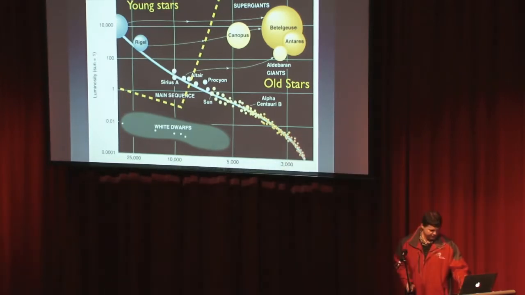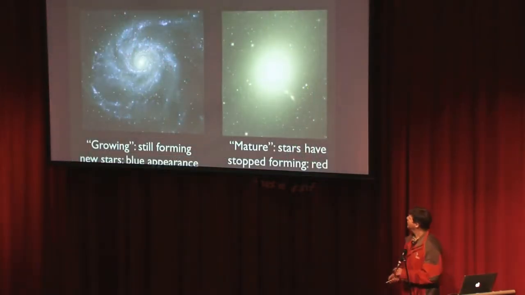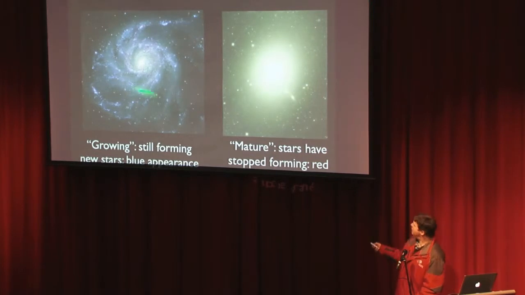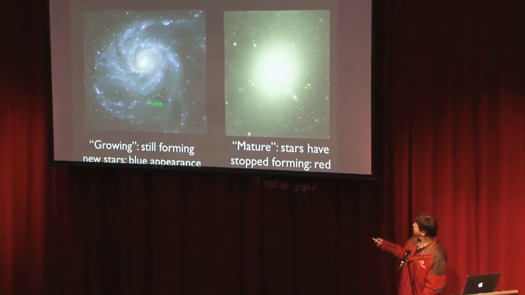And when you look at galaxies, you see that galaxies really divide into different kinds based on the kind of stars they have. So again, it's a spiral like the Milky Way. You have these spiral arms full of blue stars, which are young, and a red bulge in the middle, which is quite old.